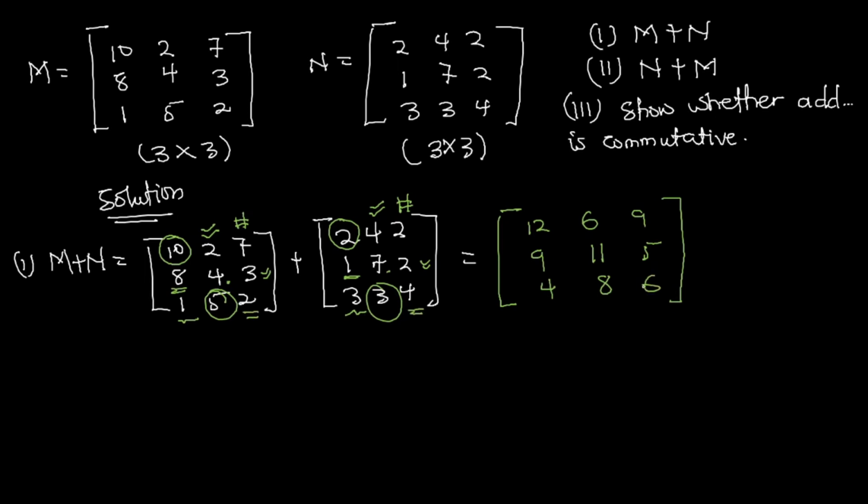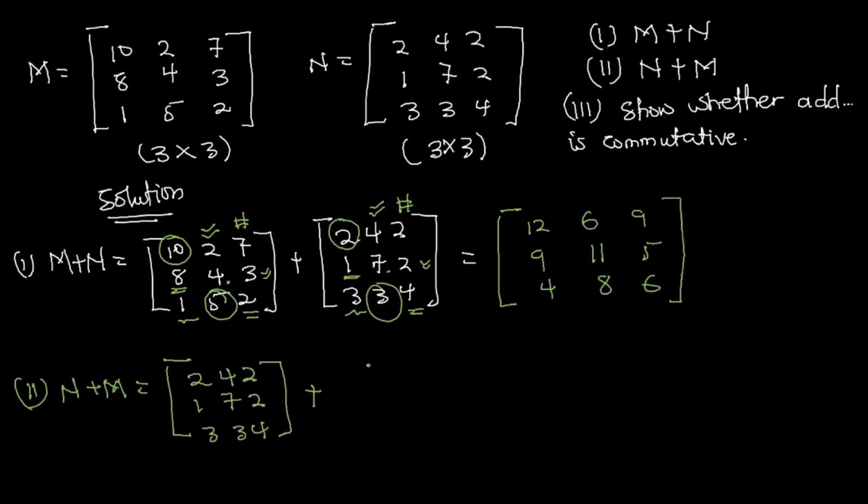So if we add matrix M to N, we get this as our final answer: 12, 6, 9, 9, 11, 5, then 4, 8, 6. Now let's look at the second one, that is, adding matrix N first to M. Matrix N is 2, 4, 2, 1, 7, 2, and then 3, 3, 4. We are adding that to the second matrix, which is 10, 2, 7, 8, 4, 3, then 1, 5, and 2. So let's have a look at our solution.